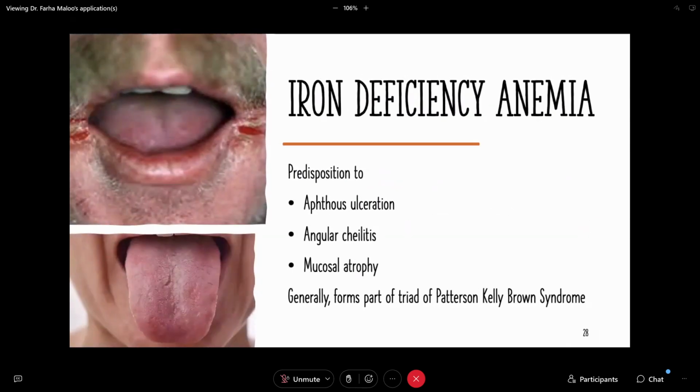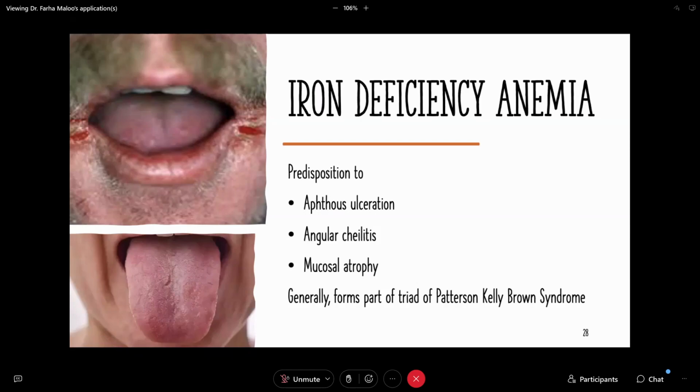Now we will look at some nutritional deficiencies. The most common nutritional deficiency is iron deficiency anemia. Iron deficiency anemia will predispose the patient to aphthous ulcers and angular cheilitis. Angular cheilitis is basically inflammation of the oral commissure and the angle of the mouth. Also, there will be mucosal atrophy and atrophy of the papillae in the tongue.